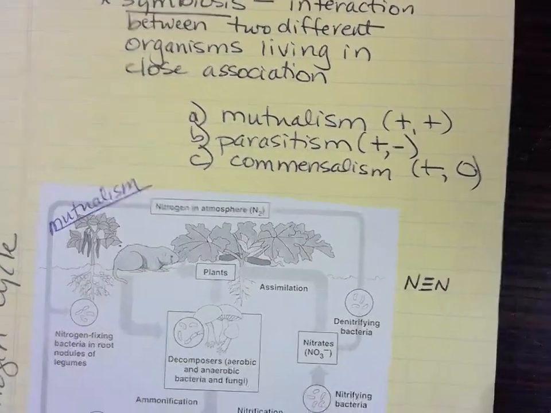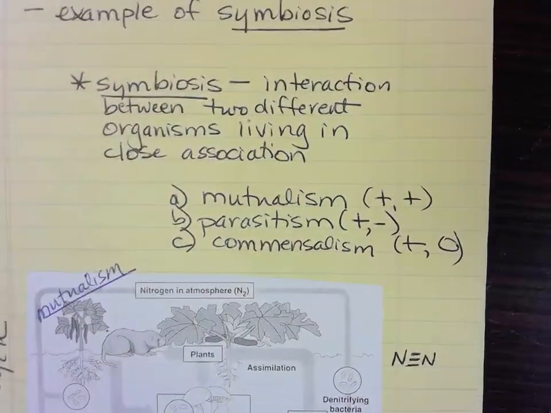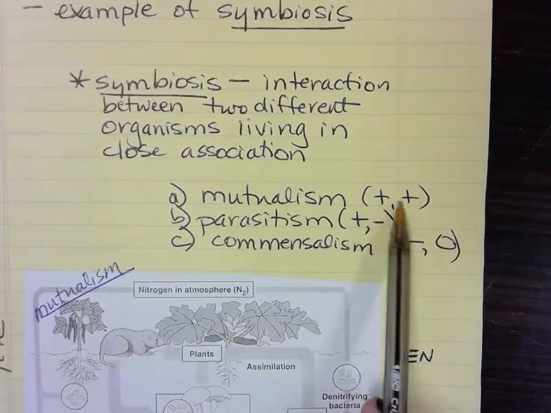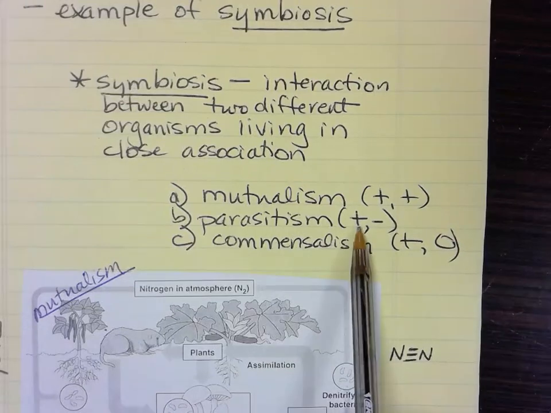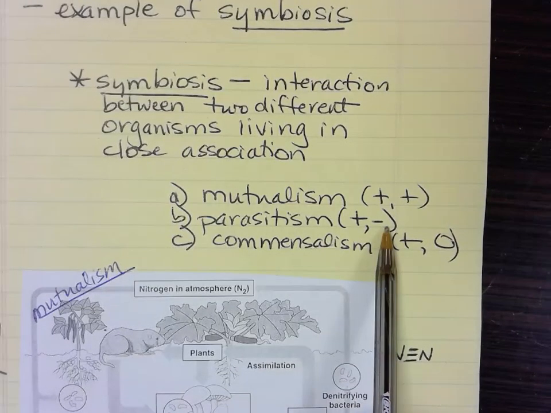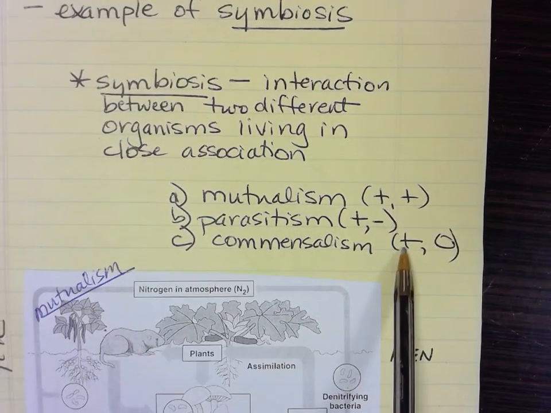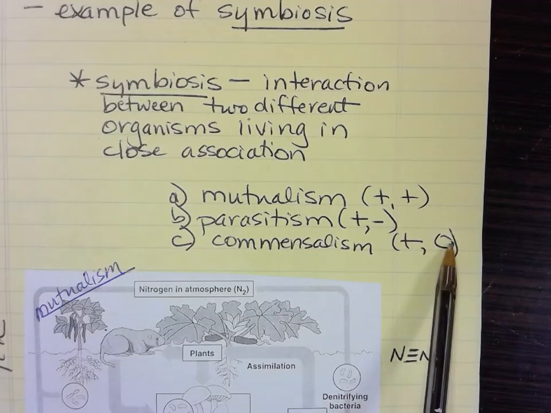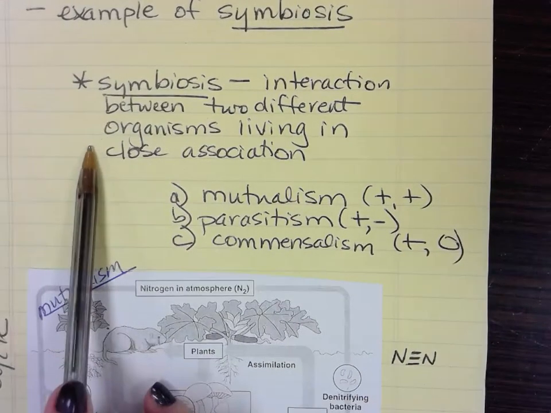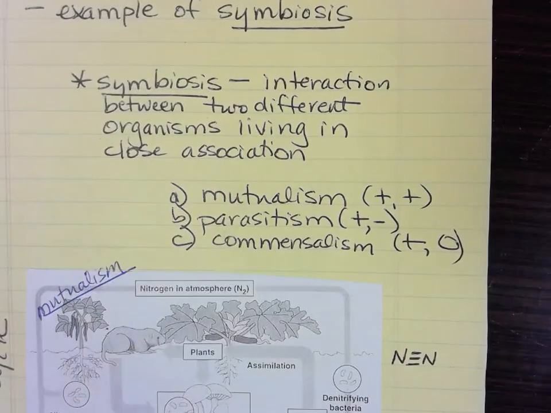And just to quickly review the types of symbiosis, there's mutualism, where benefits flow both ways. There's parasitism, where one organism benefits by harming another. And then commensalism is when one organism benefits and the other one's not affected. So again, symbiosis, the interaction between two different organisms living in close association.